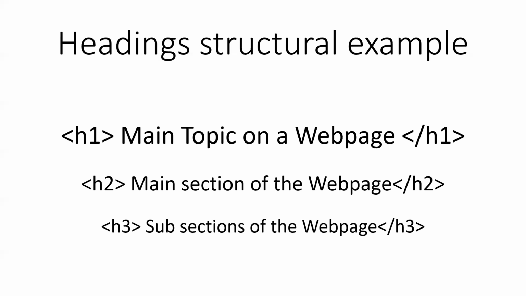Using heading levels 4, 5, and 6 would indicate subsections, and headings on a well-designed web page will form an outline of the page content. So for example, an H1 heading would be like a page title or the main topic on a web page, and H2 would be a main section of the web page, and an H3 heading would be a subsection of the main section on the web page.